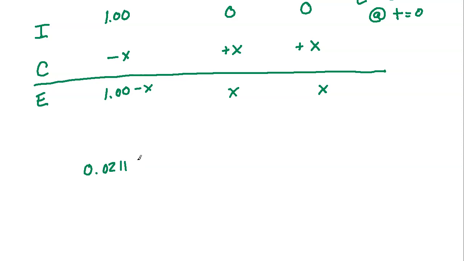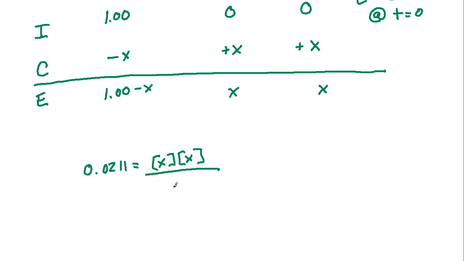0.0211 is going to be equal to, now it's products over reactants. We had two products here, both of which are represented as x at equilibrium. So I have x multiplied by x, so I'm going to end up with an x squared. Now, if you know your algebra, you're probably going to start realizing quickly that this is going to be a problem in terms of simple math solving.